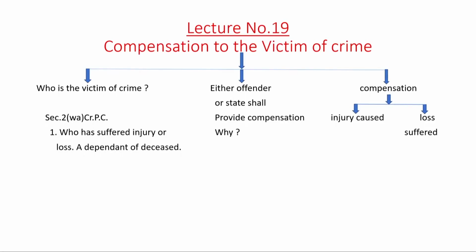So, now let us understand with the help of this slide. I have prepared this slide so that you can get the entire information. Victim of crime, section 2(wa) CrPC. Now, the next thing is compensation. Injury caused, loss suffered. On the basis of these two things, the authority has to decide the quantum of compensation.